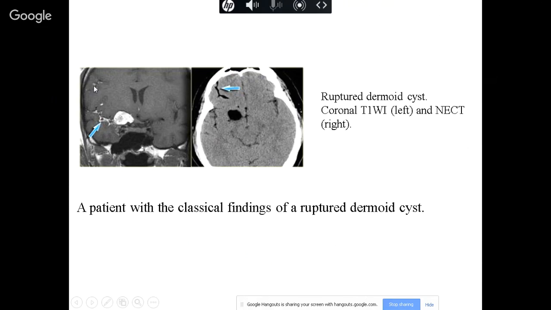That's the rupture. So how does the patient present? They present with a headache. They present with chemical meningitis. So you look at the sequence, it is like this. So ruptured dermoid because of the low signal there. So go ahead. Yeah, they have the meningitis. They can have a stiff neck.